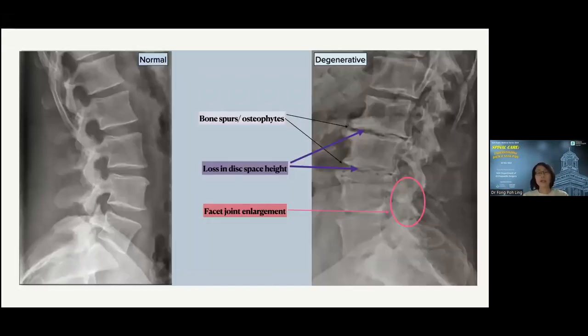This is an x-ray to show you the differences between a normal x-ray in a young patient and a less normal x-ray with signs of degeneration. So as you can see, when one grows older, your disc height reduces. It becomes very flattened out. The bones are almost touching each other. Two, you can see the presence of these sharp bony points, what we call bone spurs or osteophytes. And of course, as the load shifts posteriorly, as we mentioned previously, the joint starts to react by growing larger, and then it causes quite a fair bit of back pain. It's one of the main pain generators.